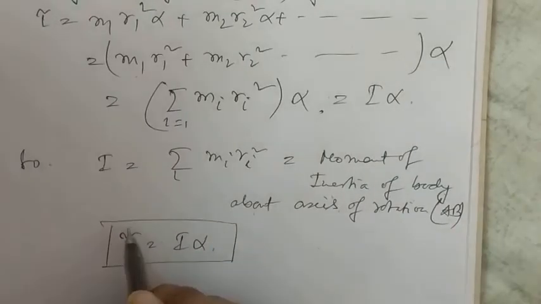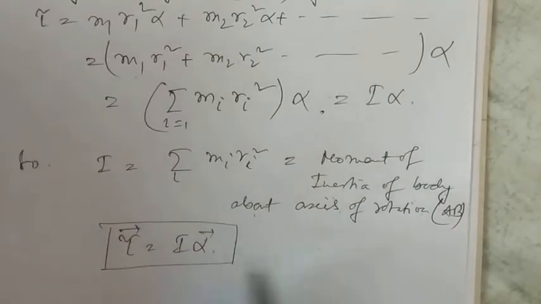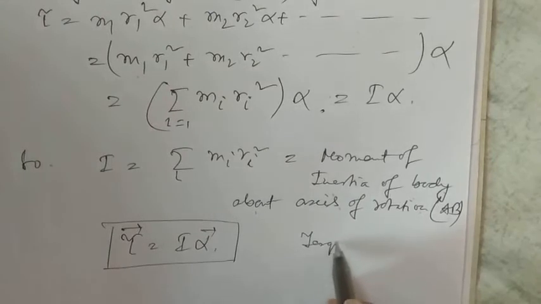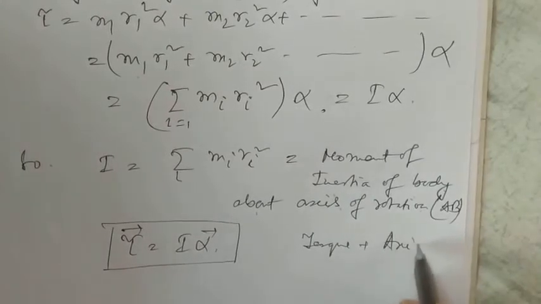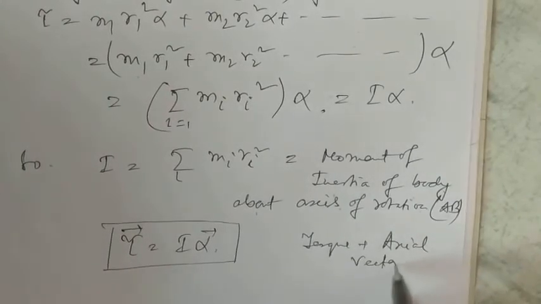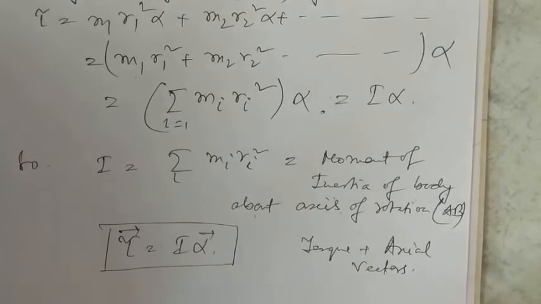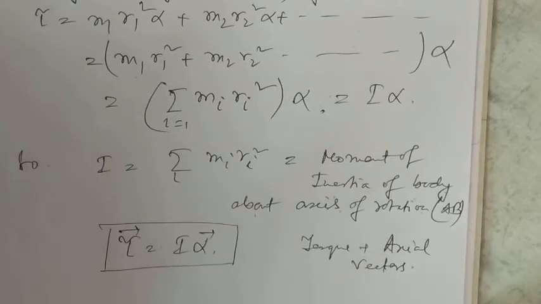Also here you can write it in the vectorial form. Torque is an axial vector. Whatever vectors we are relating to in the rotational part will always be axial vectors. That means angular velocity, angular acceleration and torque will all be axial vectors, because they are always directed along the axis of rotation.